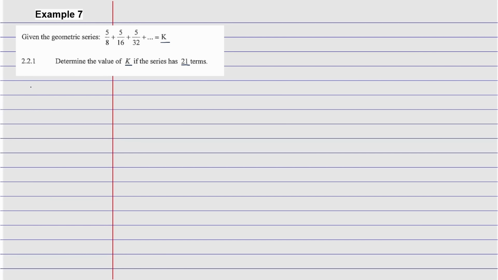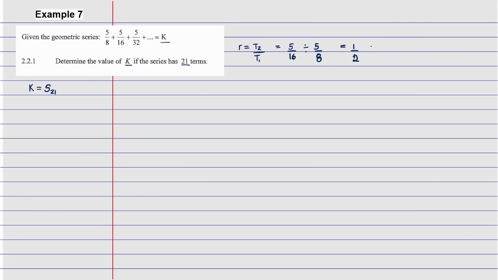So we see that k is basically equal to S21. Remember that to find our sum of finite terms, we need to know whether r is greater than 1 or less than 1, right? So let's find r. We see that r is equal to t2 divided by t1, right? t2 is 5 over 16 divided by 5 over 8. Then our r is actually equal to a half, right?